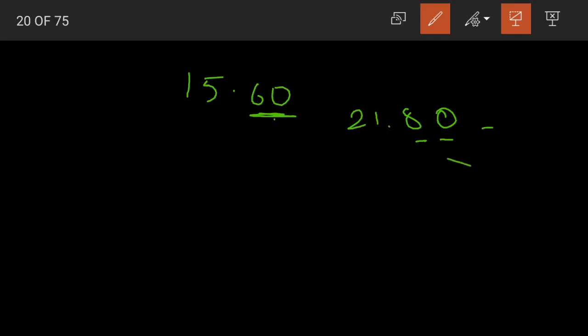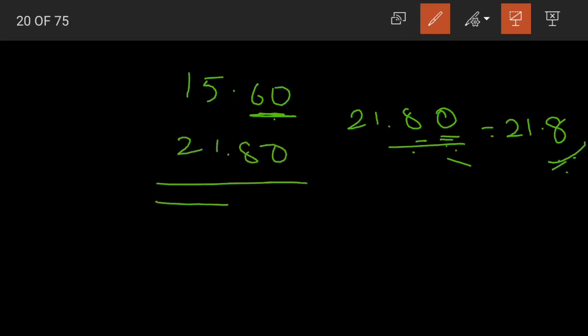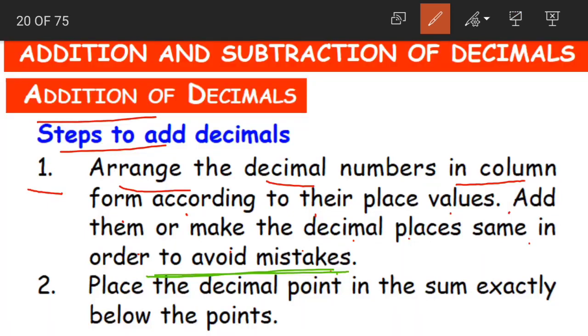21.80 is nothing but 21.8. No matter how many zeros we add to the right after the decimal point, the value will not change. So if you do this, then also you will get the correct way to write the decimal numbers one below the other. These are the two ways. First, you can arrange the decimal points one below the other and write the numbers, or else you can make the decimal places same and write the numbers for addition.